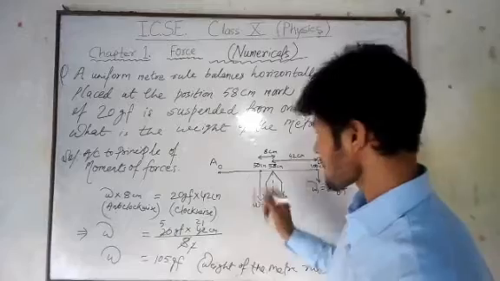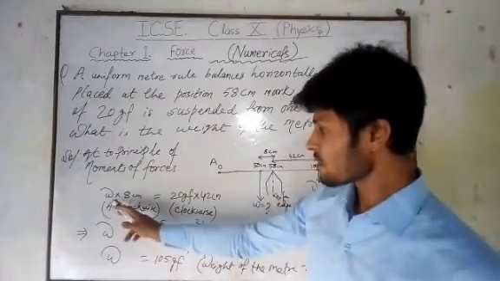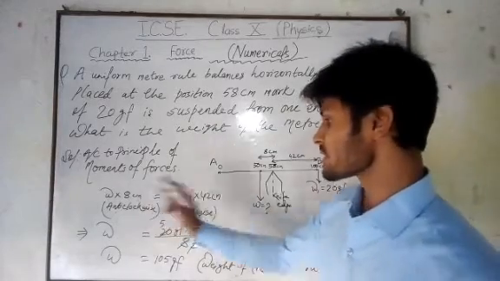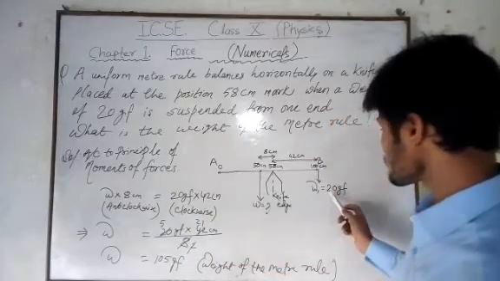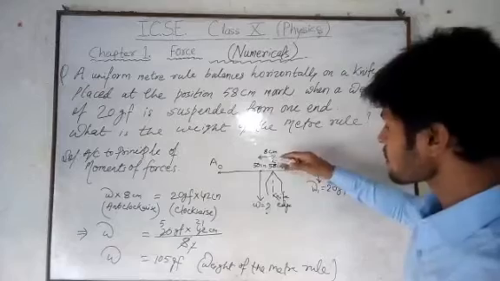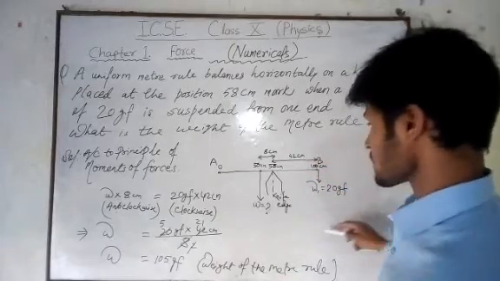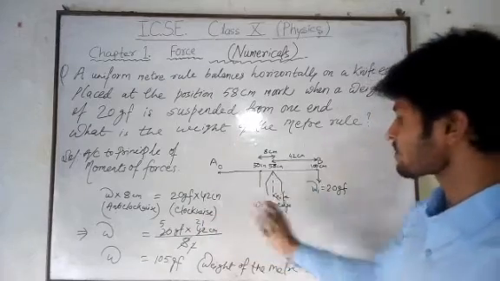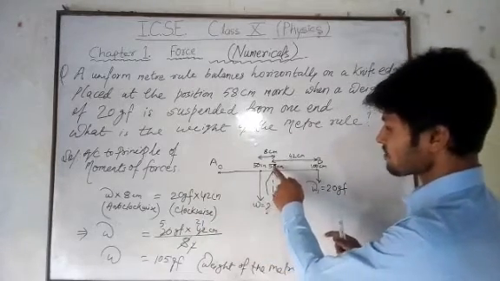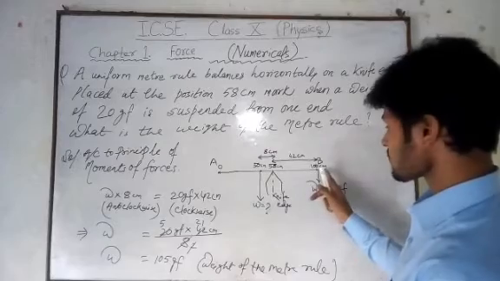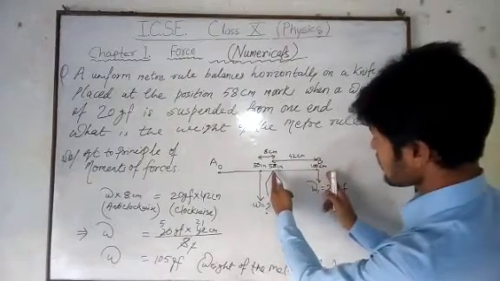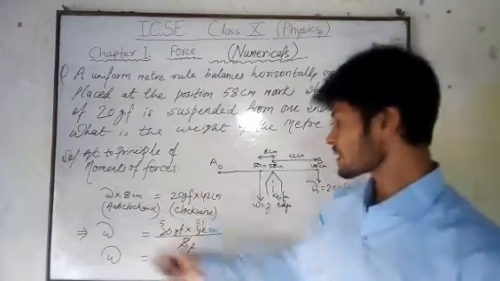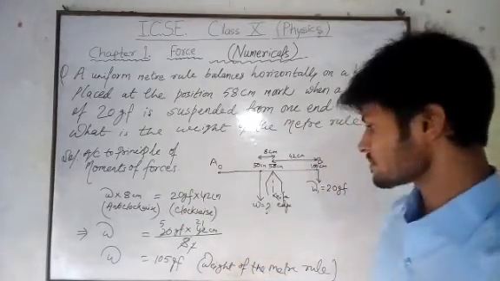This causes the anti-clockwise movement of the meter rule. So W into 8 centimeter, where W means the weight which is to be found out, and 8 centimeter is the distance. Now, due to the load, the meter rule will rotate in the clockwise direction, which is equal to 20 gram force into 42 centimeter. Why 42 centimeter? Because the knife is at 58 centimeter and the total length is 100, so the length between those two points is 42 centimeter. In this way you can calculate the answer.